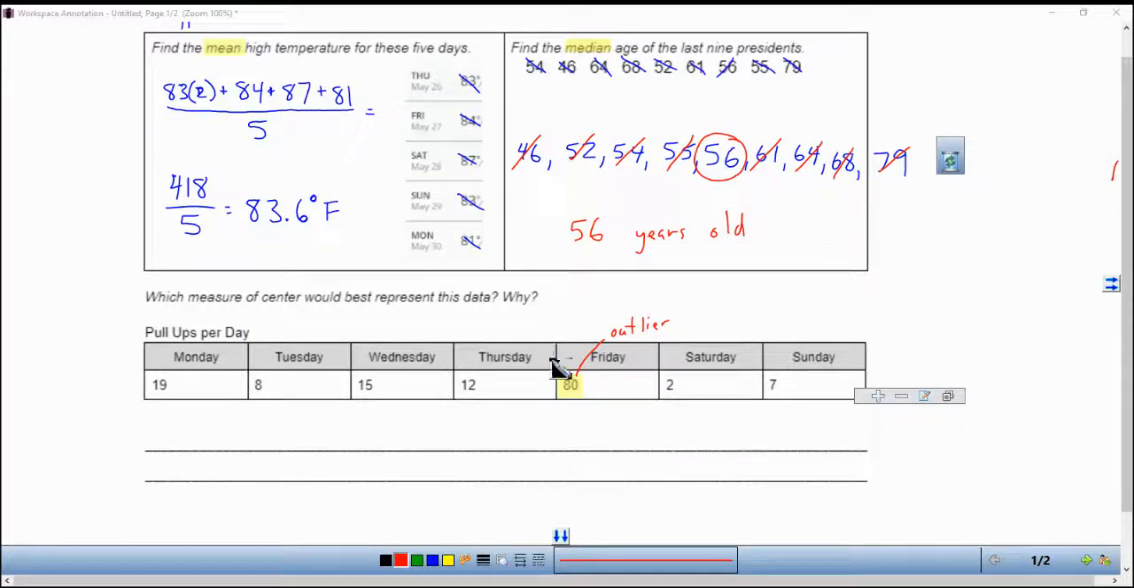Because there's an outlier, we're going to use the median, because the outlier won't affect the median as much as it would affect the mean. So we will use the median because there is an outlier. If we were to find the mean, it would be pulled up by the outlier. That's why we wouldn't use the mean here.